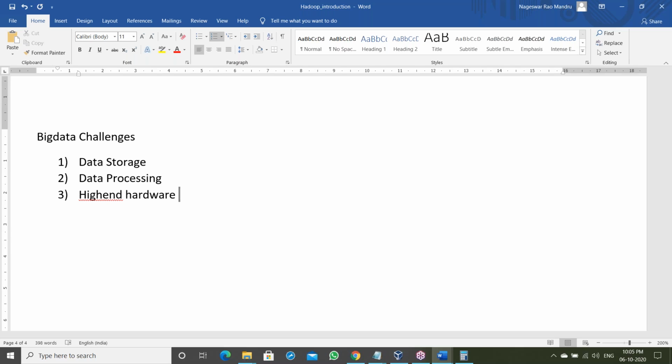Next, a high-end processor is required to process big data. So with big data, high-end hardware is required.